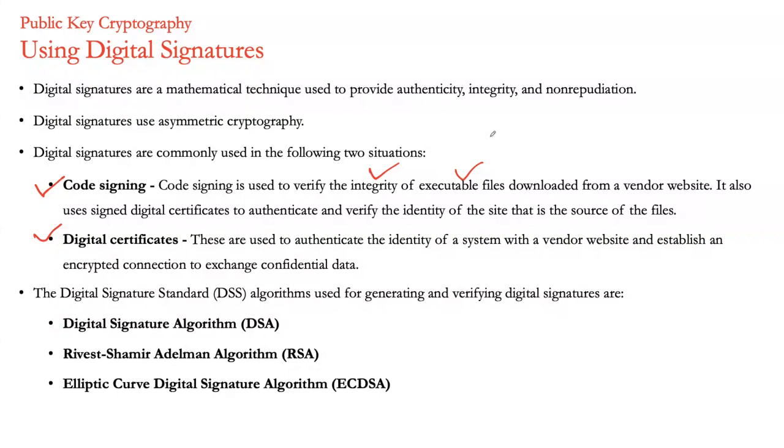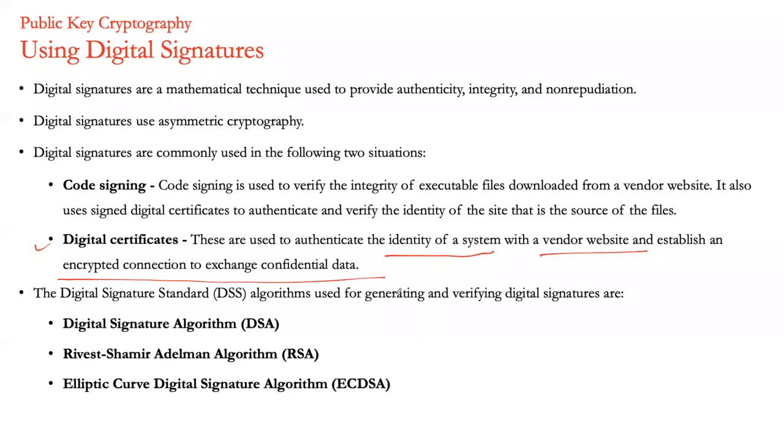It also uses the signed digital certificate to authenticate and verify the identity of the site, that is the source of your file. And the second one is digital certificates, which are used to authenticate the identity of the system first. In our blockchain, in cryptocurrency and Bitcoin, identity is important. So you authenticate the identity of your system with the vendor's website and establish an encrypted connection to exchange confidential data.